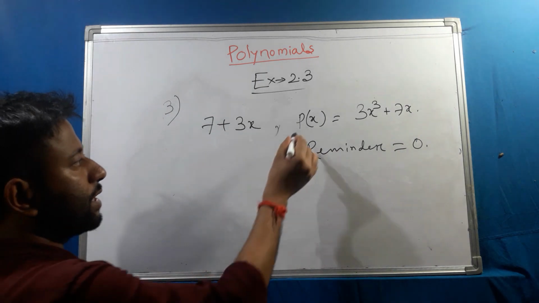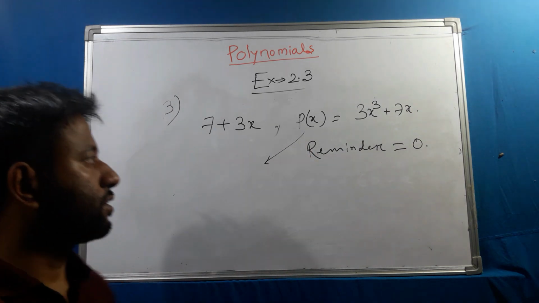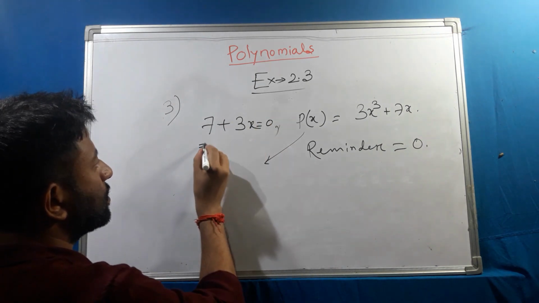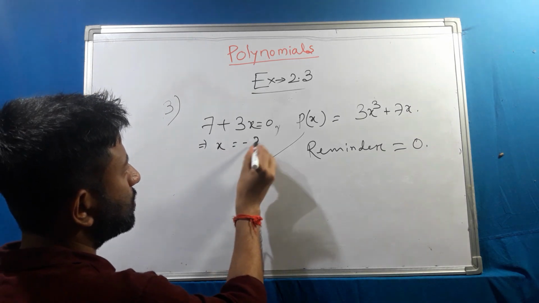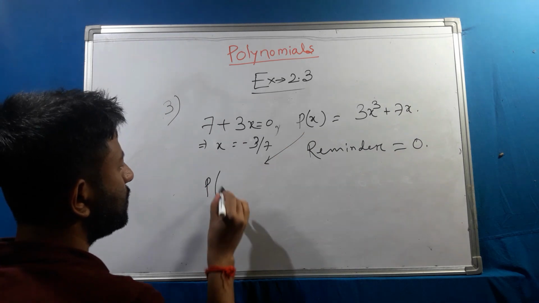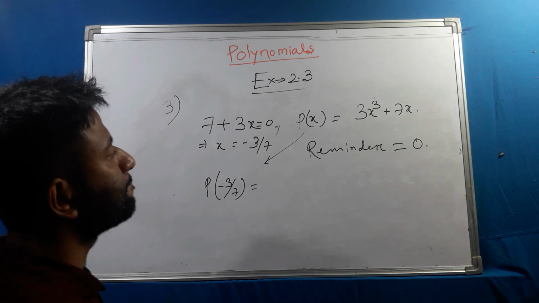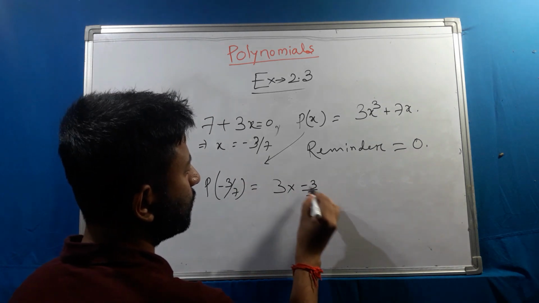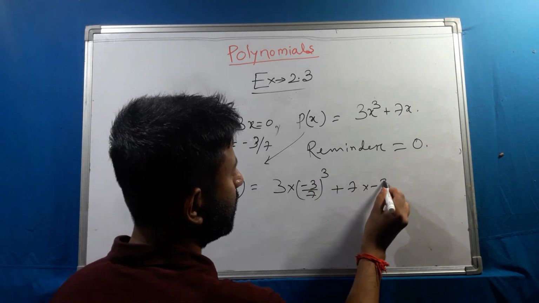So again we can put in the remainder theorem, because remainder theorem is very easy. So for that what I have to do, if this is a factor then this term should be equal to 0. So this term becomes 0, then x is coming minus 3 by 7. Now I put p of minus 3 by 7 equal to how much? 3 into (minus 3 by 7) cube plus 7 into (minus 3 by 7).